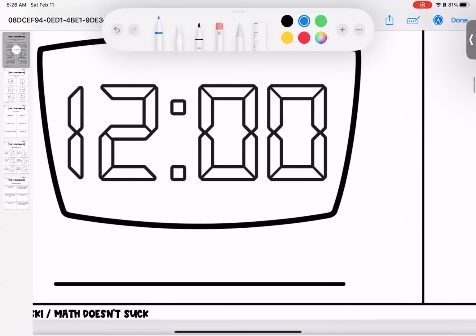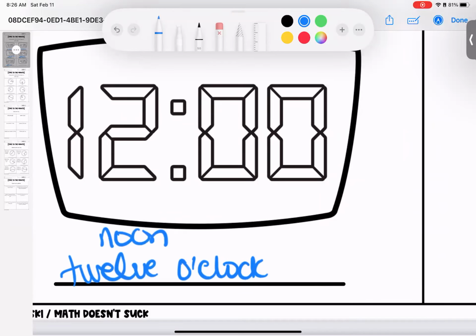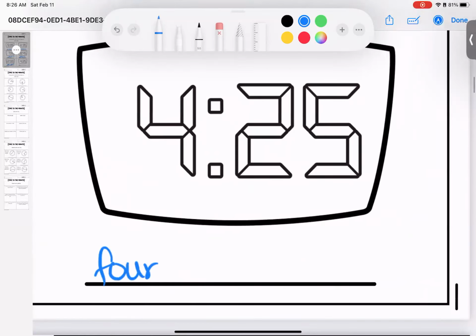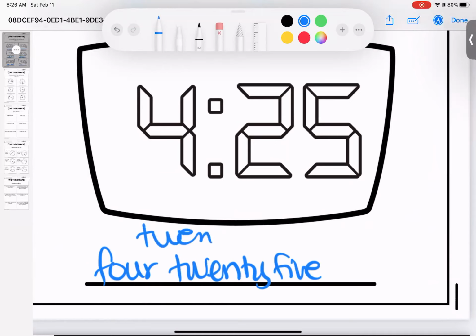Down here, we can say 12 o'clock. If it is 12 o'clock during the day, we can say noon. If it is 12 o'clock at night, we can also call it midnight. So we have a couple of options for this: 12 o'clock, noon, or midnight. And then here we have 4:25 or 25 after 4. Both of those would be correct.